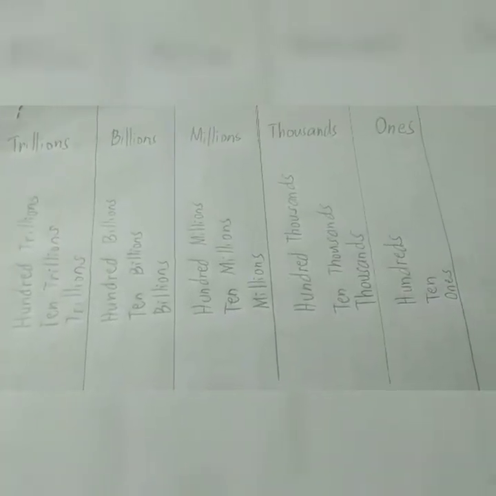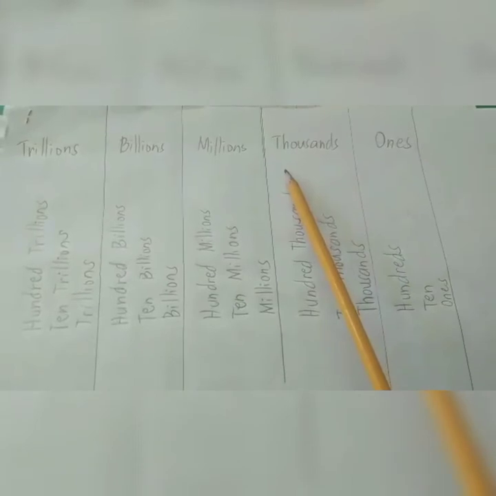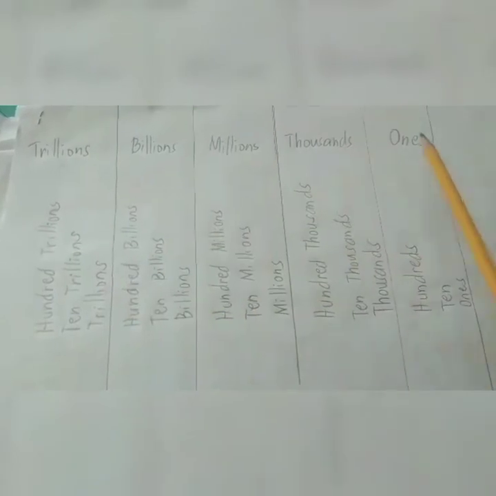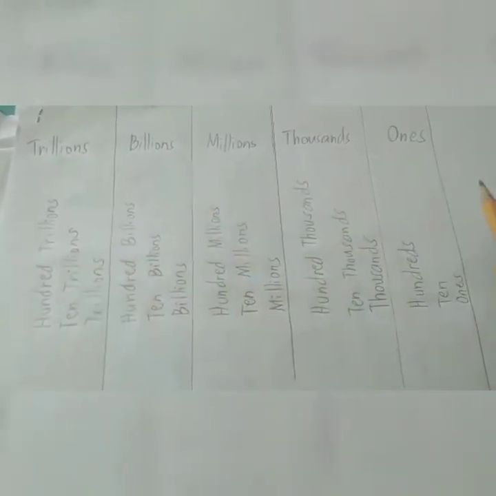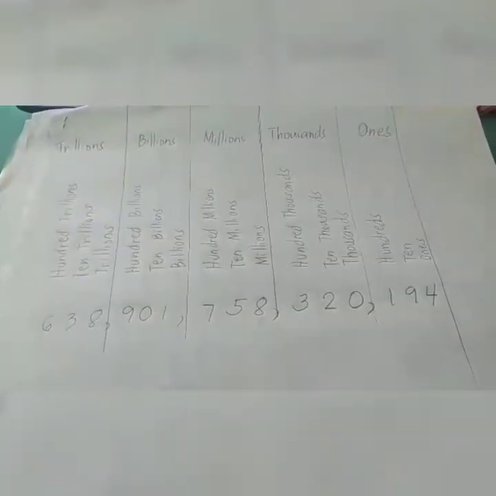More on place value. We have here ones, thousands, millions, billions, trillions. Under each, it has 3 columns. We have ones, tens, hundreds, thousands, 10,000s, 100,000s, millions, 10 millions, 100 millions, billions, 10 billions, 100 billions, trillions, 10 trillions, 100 trillions. Now look at the number.